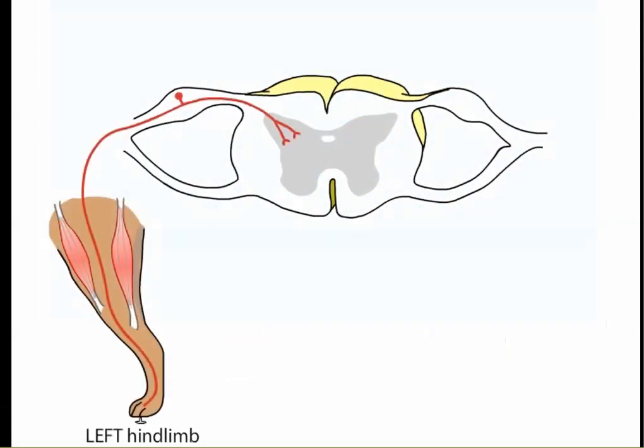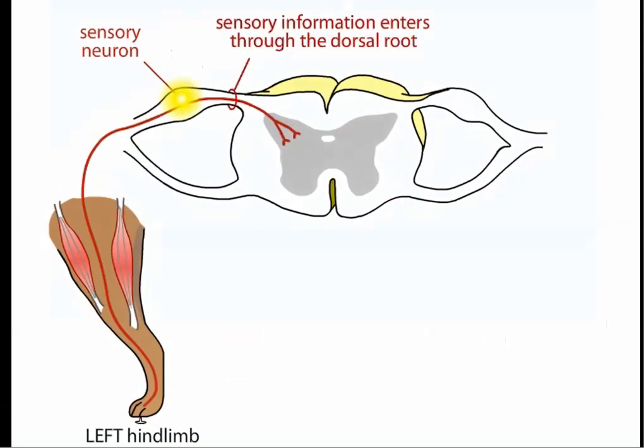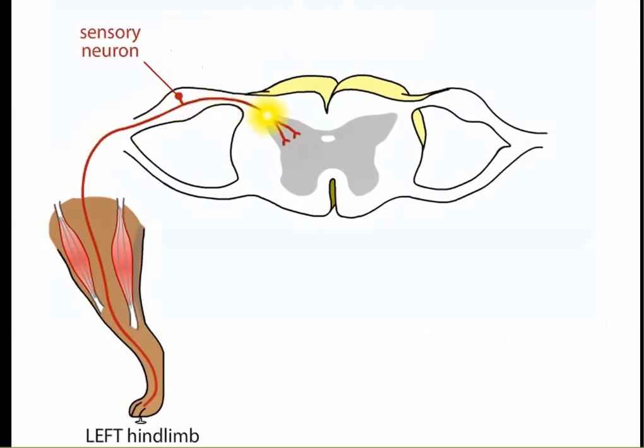The cell bodies of sensory neurons are located in the dorsal root ganglia. From the ganglia, sensory axons enter the spinal cord through the dorsal roots, where they synapse upon interneurons. The interneurons in turn project to the motor neurons.